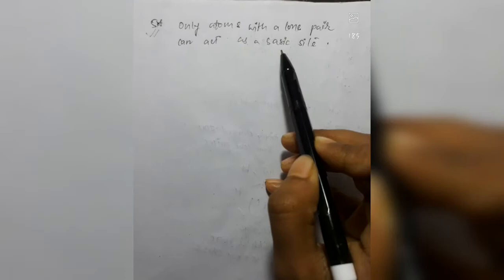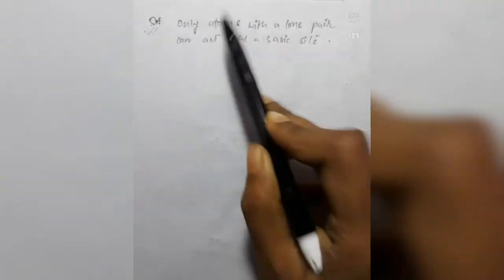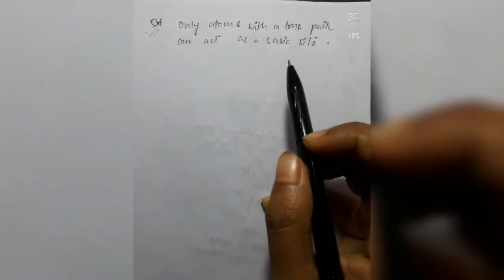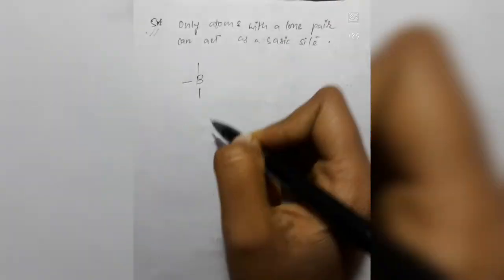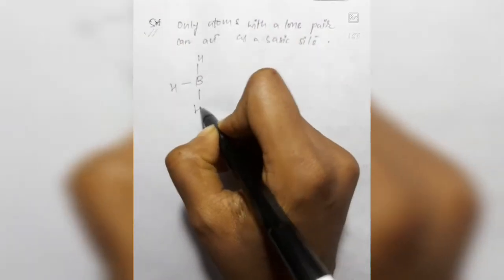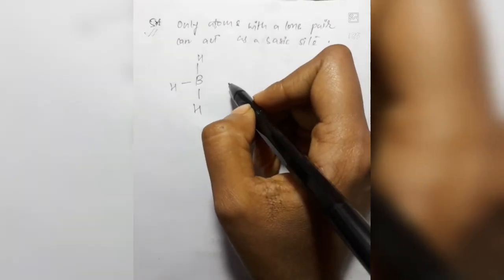There's another point, let us see. The fifth point says that only atoms with a lone pair can act as a basic site. That means the atom should have lone pairs of electrons, then only we can compare the basicity of that molecule. Suppose you take BH3. We know BH3 is a Lewis acid, so it accepts electrons on its empty p orbitals.